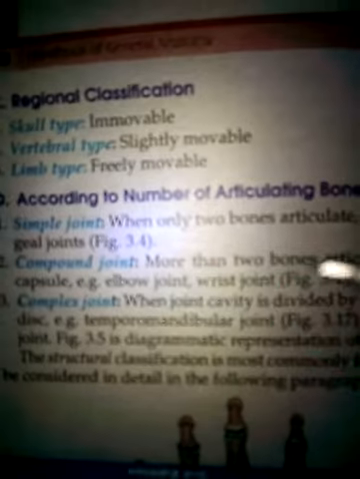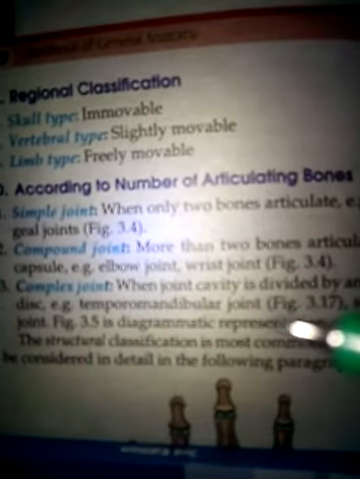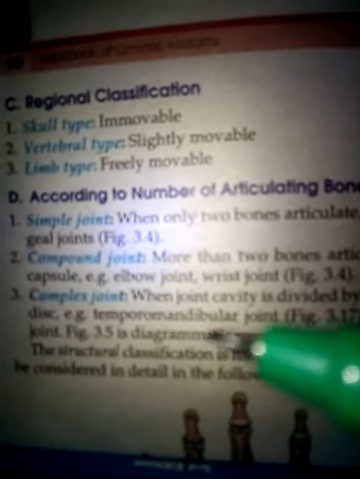And according to number of articulating bones, the further subtypes are simple joints, between two bones; compound joints, with more than two bones; and complex joints. In complex joints, there is a piece of cartilage within the joint cavity. Clear?